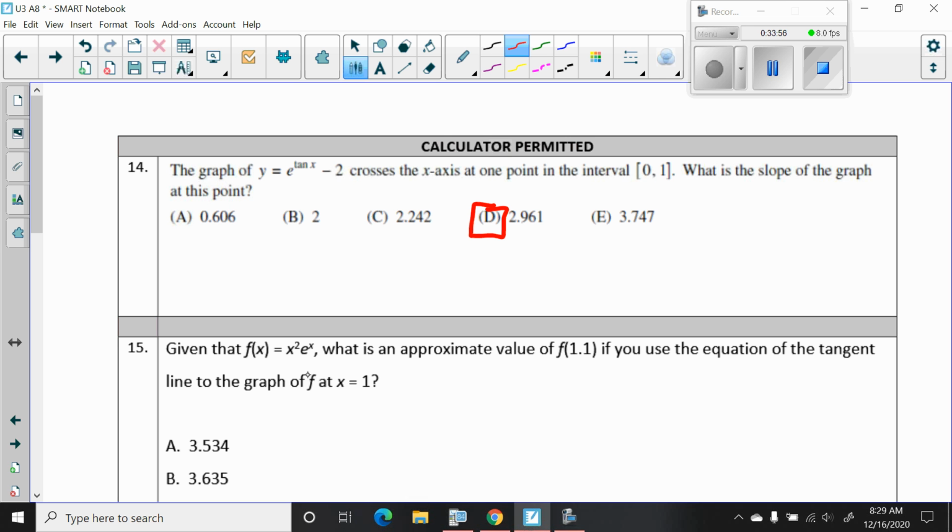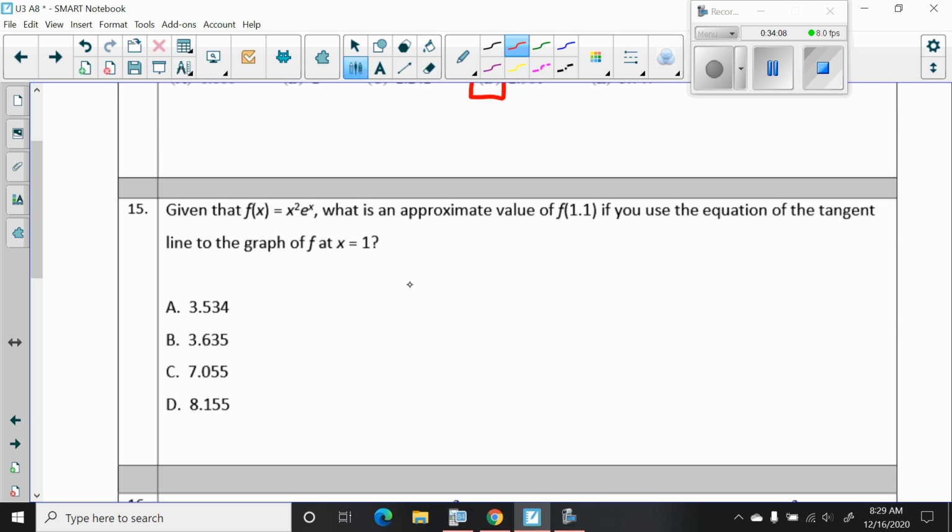Okay, given that f of x equals x squared e to the x, what is the approximate value of f of 1.1? Use the equation of the tangent line to the graph at x equals 1. All right, so not really calculator necessary for this problem. At least I don't think it is. Oh, it is. I see the decimal points. Rats. Well, let's just use the calculator for the whole thing then. So the f of 1, that would be my y value. Well, that would just be 1 squared times e to the first, or just e.